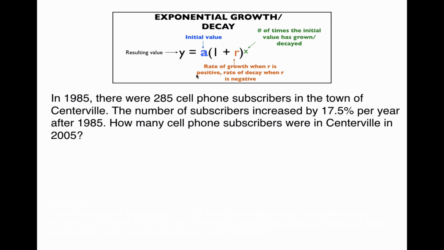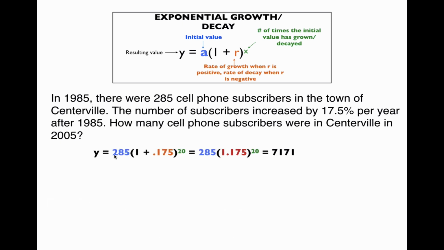So in order to use this model, we're going to need an initial value and a growth or decay rate. The initial value is 285 cell phones, so we're going to plug that in for a. The growth rate was 17.5% per year, so we're going to plug that in for r. And we need one additional value, x, the number of times we've grown. In this case, we want to know how many subscribers there were in 2005, which is 20 years after that initial value in 1985.